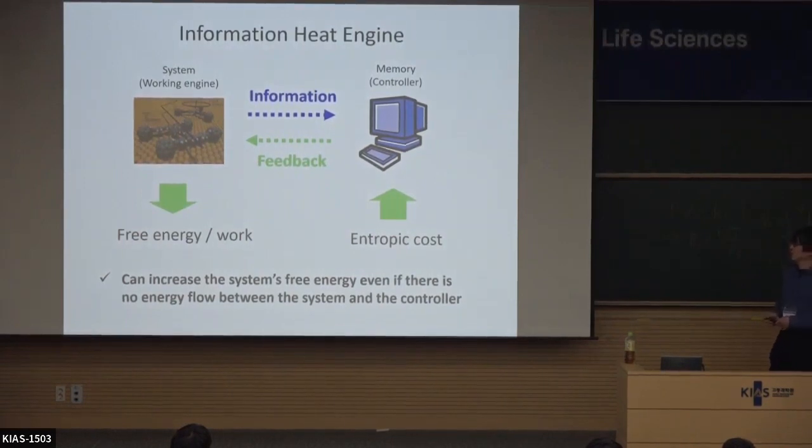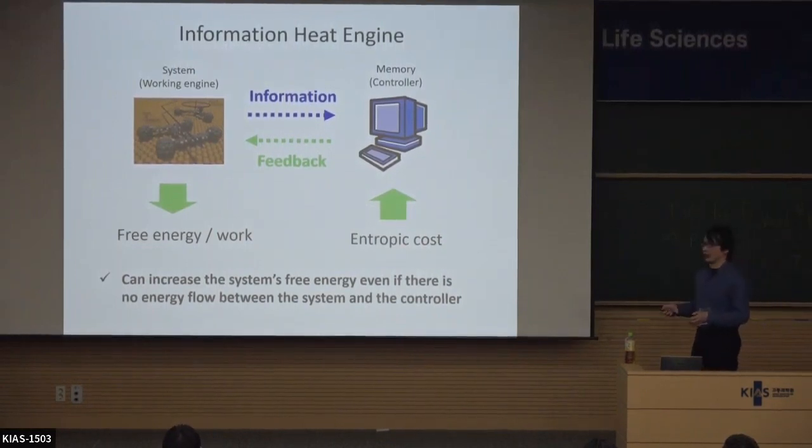In that sense, the novel point of thermodynamics of information compared to conventional thermodynamics is that we can increase the system's free energy even if there is no direct energy flow between the system and Maxwell's demon. Here, Maxwell's demon is called a controller or memory. If these two objects are completely energetically separated, we can still control the system's free energy. So that is the new point of thermodynamics of information.